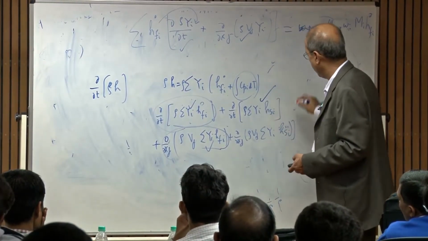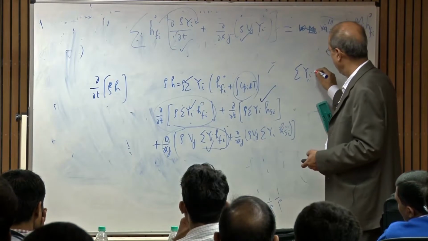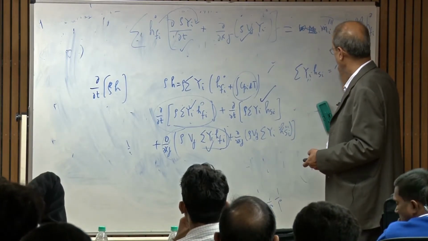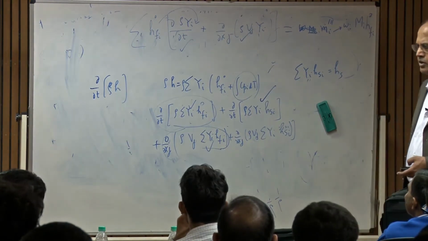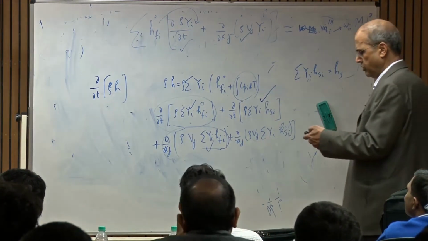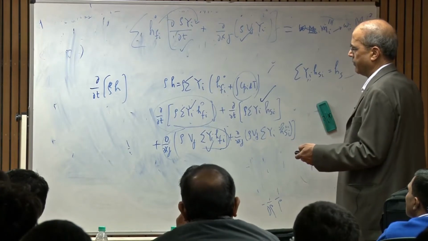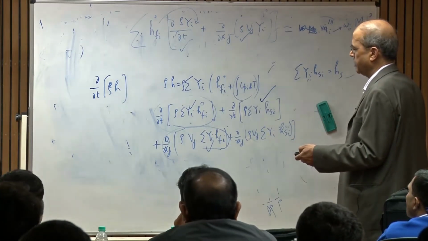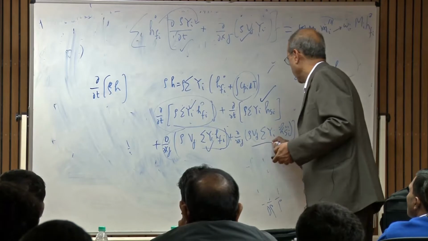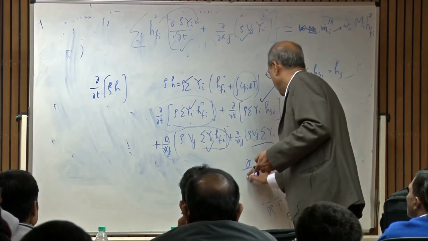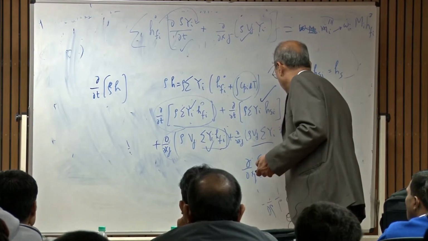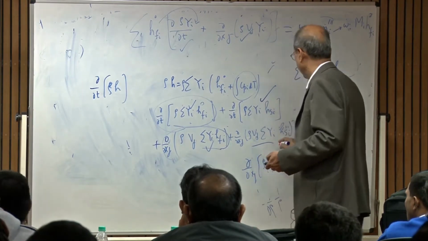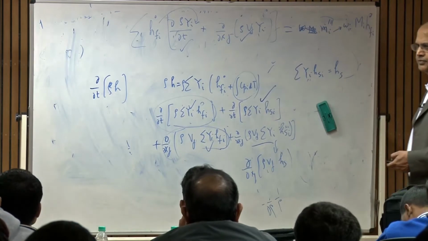What is this term yi hsi? That is the same as hs. Okay, the total sensible enthalpy. So this is what I am writing here. Okay, rho hs, and then this term ddxj, rho vj, and this is hs.